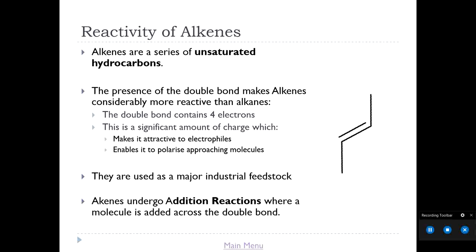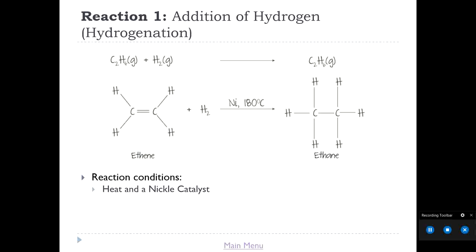And alkenes undergo addition reactions. So essentially that double bond, we can add things across both sides of that double bond. So it leaves us a lot of different options and a lot of different reactions for what can be added to these molecules. The first reaction is the addition of hydrogen.